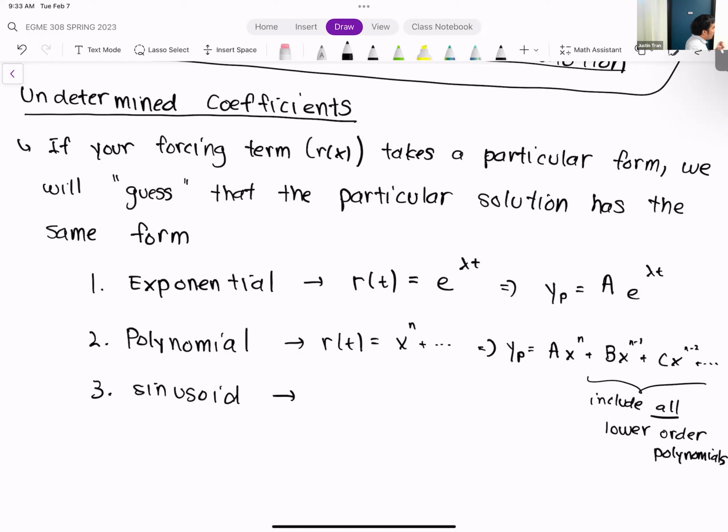And so even if your forcing function is just one polynomial term, let's say it's just x cubed, then our guess for the particular solution has to have the x cubed and all of the lower order terms as well. So it has to be x cubed, x squared, x, and the constant. Okay? And we're going to plug all of those back. I said RT, but I used x.